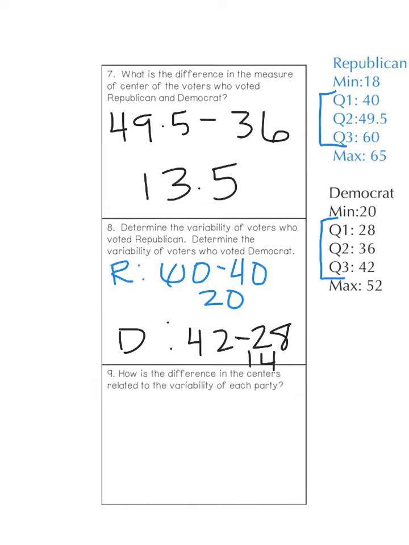How is the difference in centers related to the variability of each party? In number 7, we got 13.5 for our difference, and that is really close to the variability of Democrat voters.